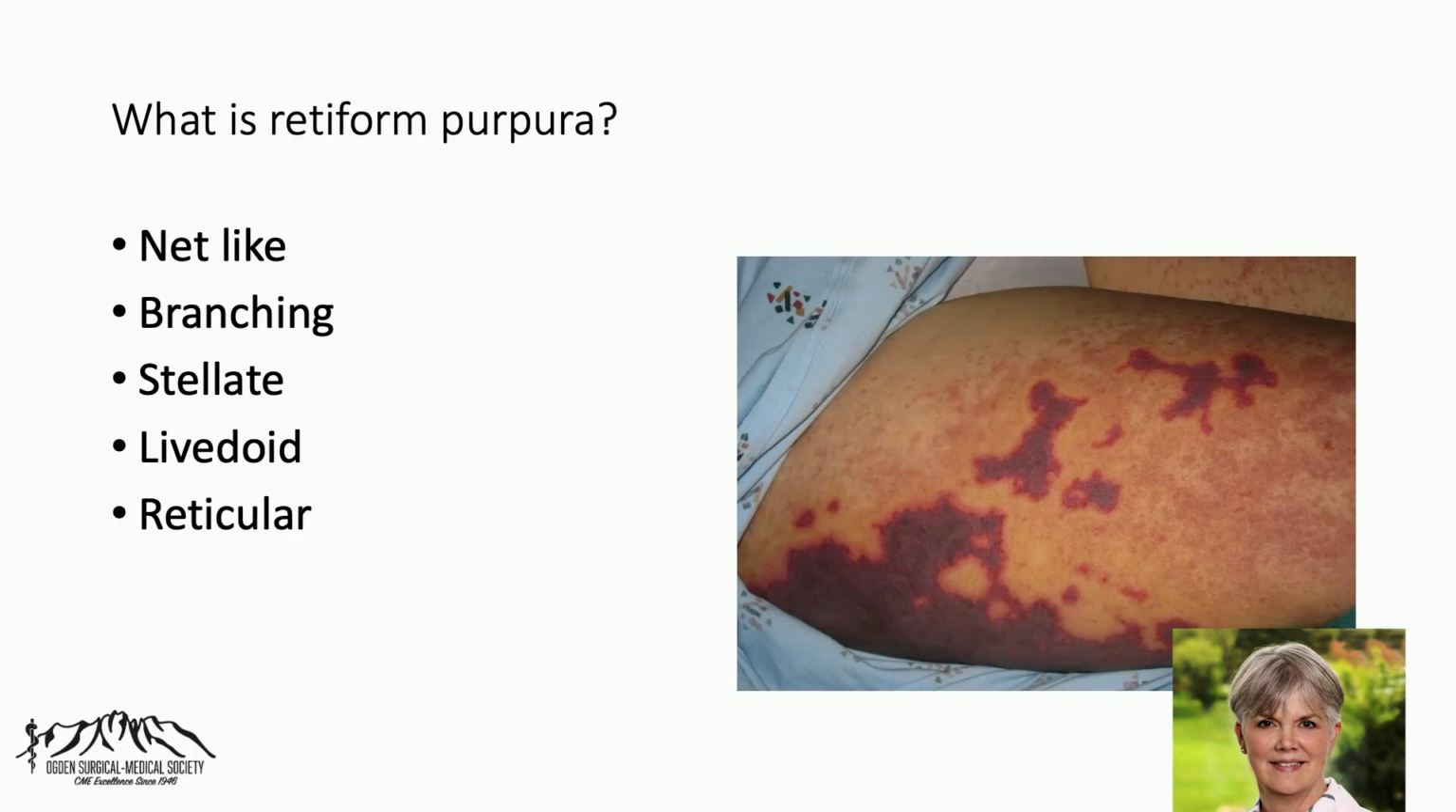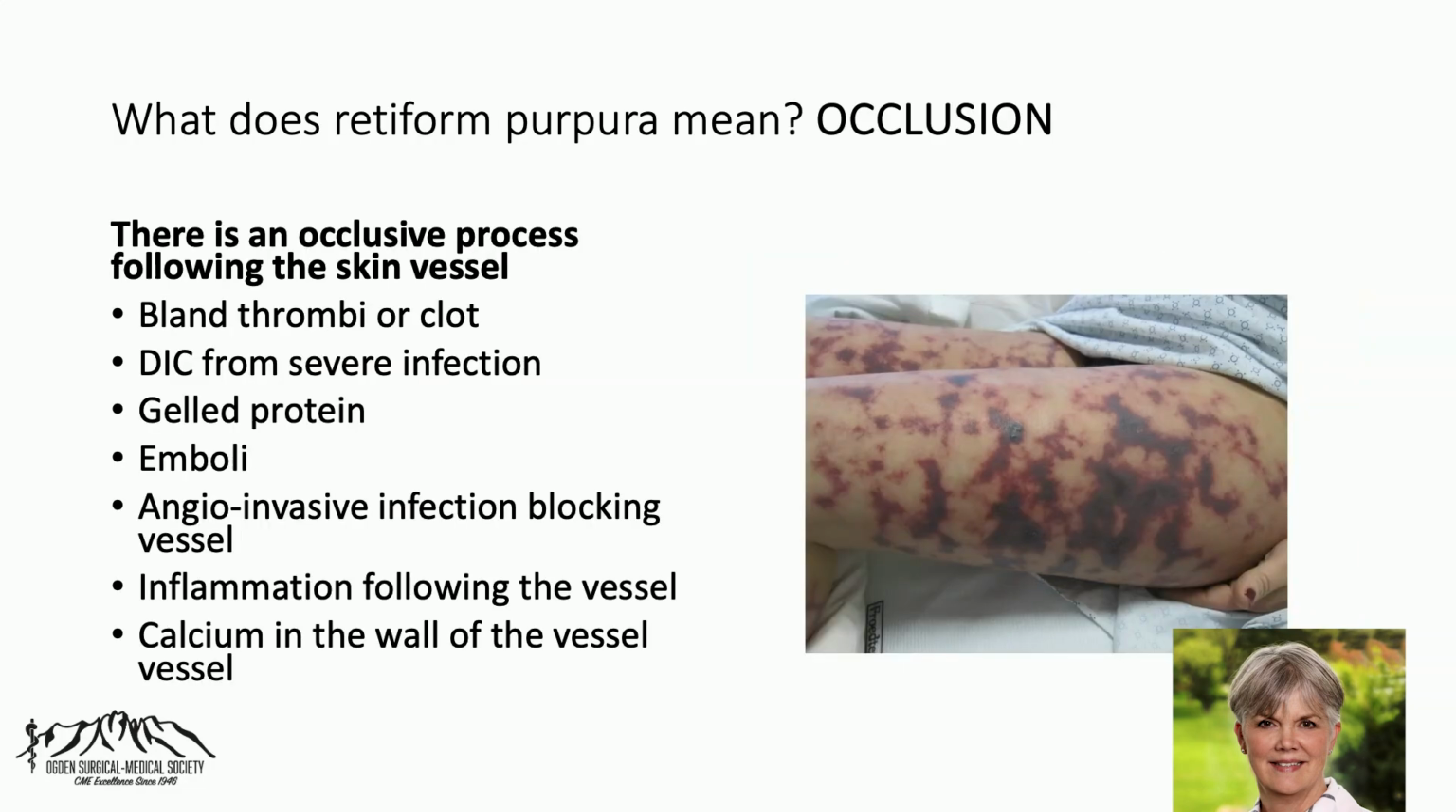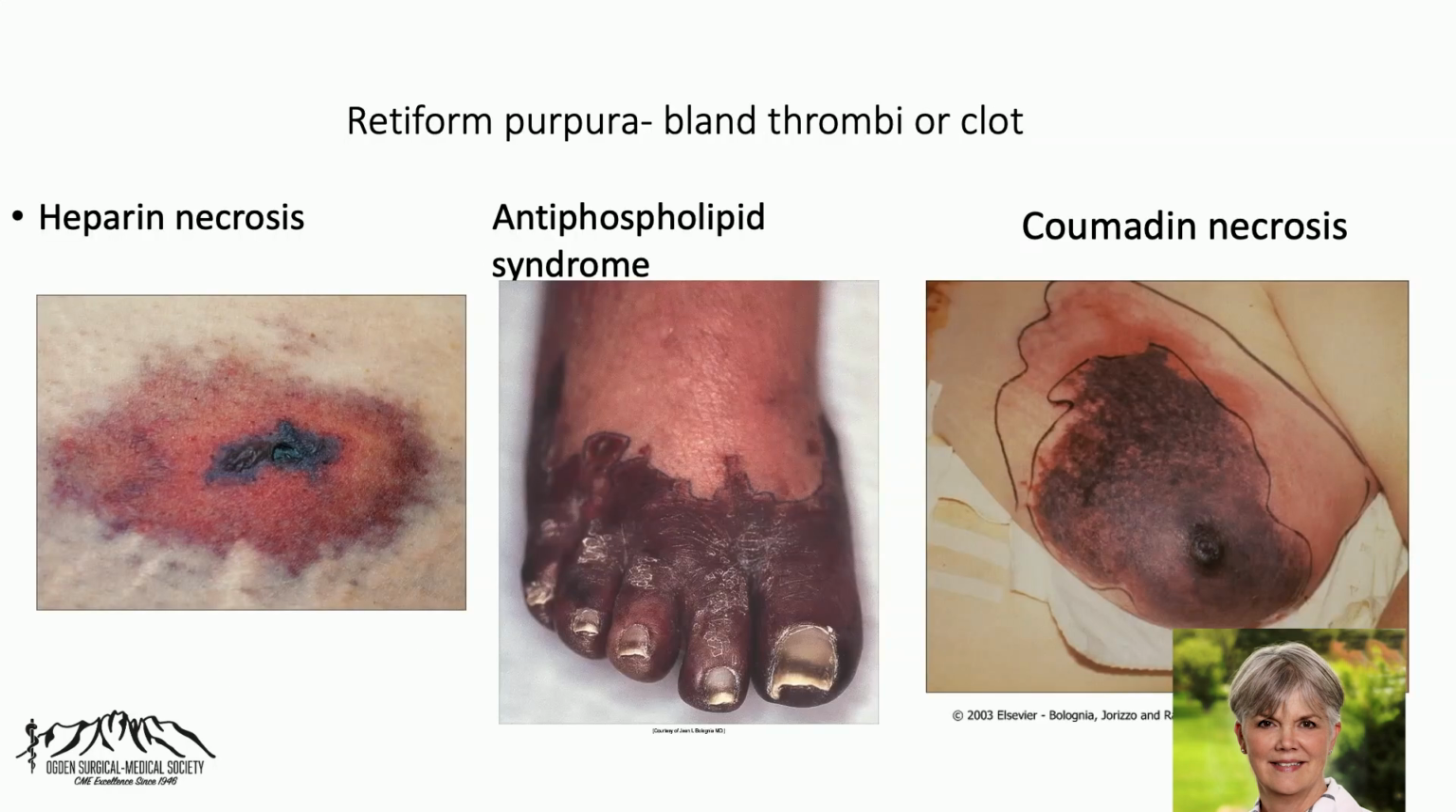That funny shape is what we call retiform purpura. It looks like spikes, okay? What does it mean? It means there is occlusion in the vessels. This occlusion can be from bland thrombi in the setting of DIC or without DIC. It can come from gelled cryoglobulins, emboli, angioinvasive infections, or from calcium in calciphylaxis.